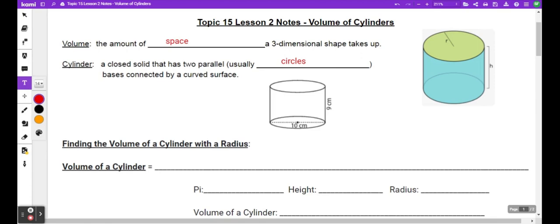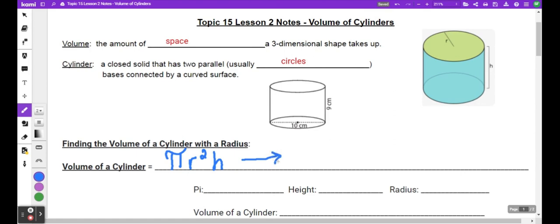Let's first look at finding the volume of a cylinder when we have a radius. So much like finding the volume of a rectangular prism, finding the volume of a cylinder has a formula. And that formula is pi times r to the second power times h. And remember, if we stretch this out, this means pi times radius times radius times the height.